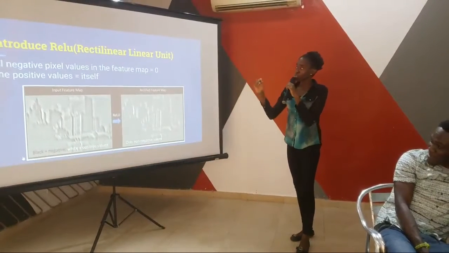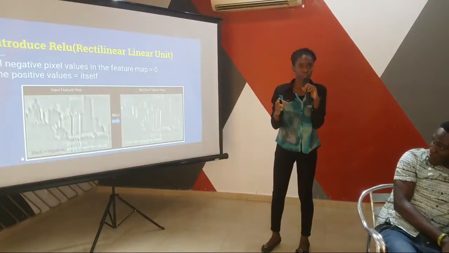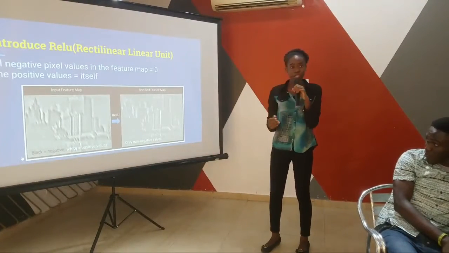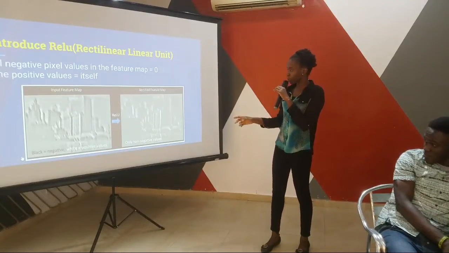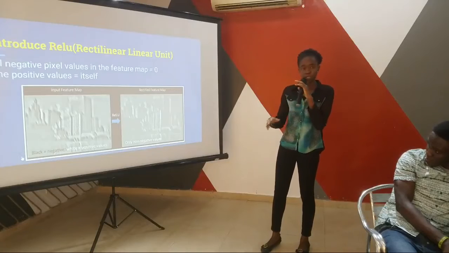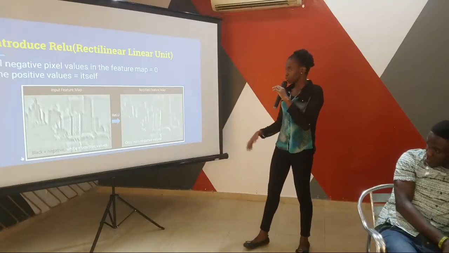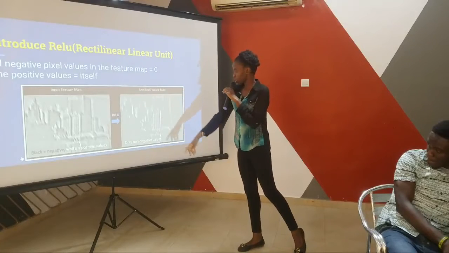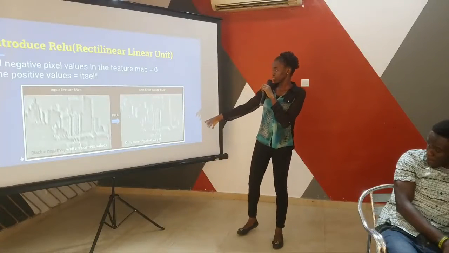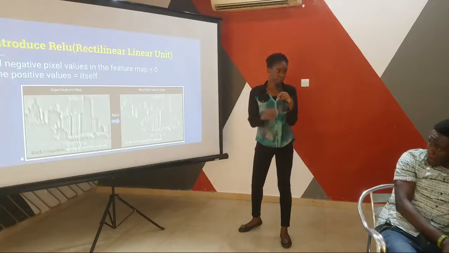Okay, fine. We introduce the ReLU after the convolved layer. The ReLU takes negative values and makes them 0, and the positive values are kept as the output. So from the one you got from the convolution, you have only the non-negative values, and this is what the feature looks like.